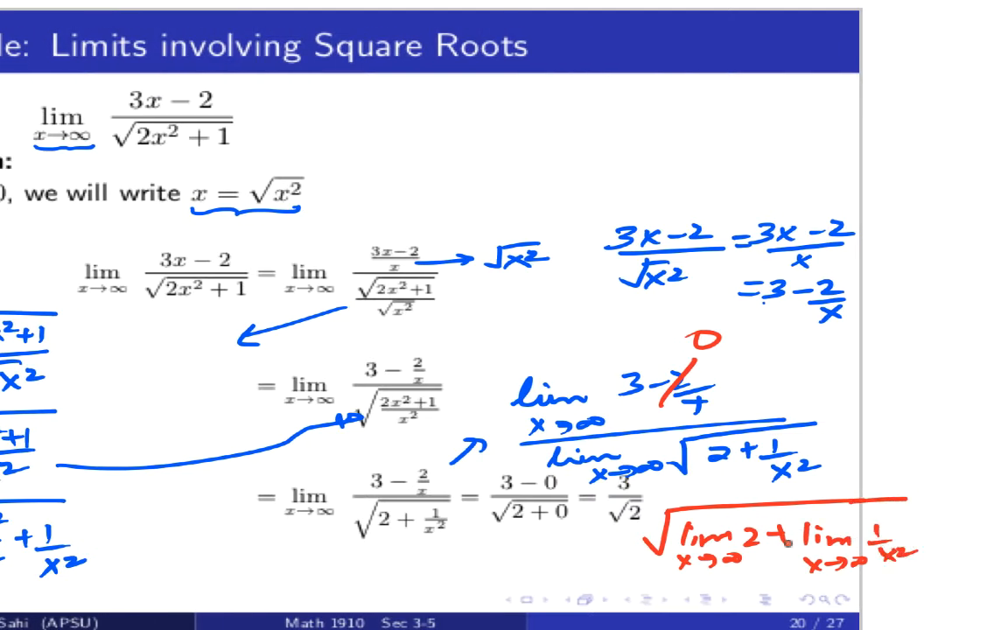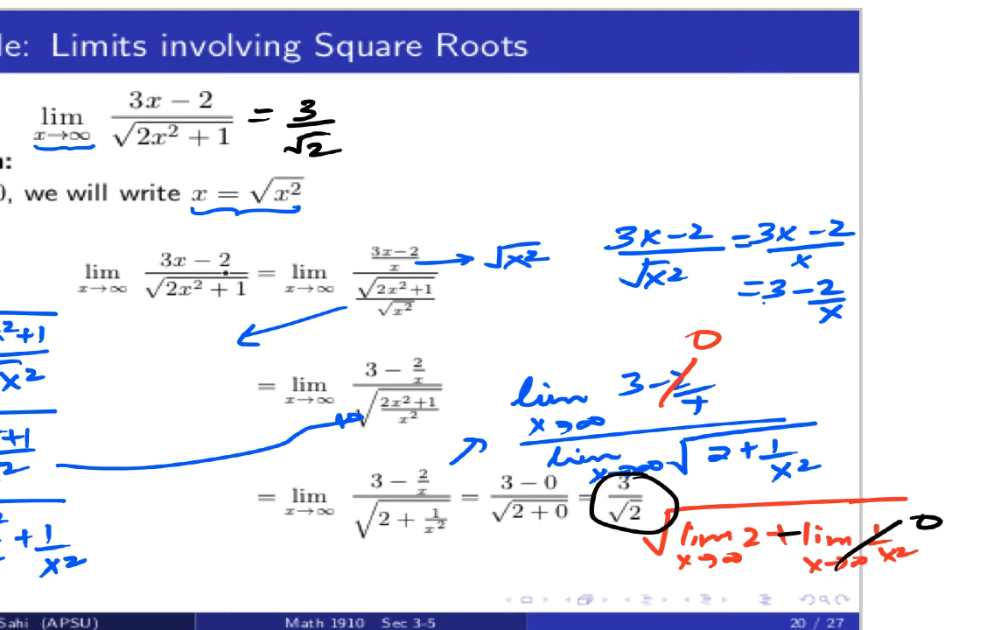Now, the limit of 1 over x squared, we all know, goes to 0. So what you're going to have is 3 over the square root of 2. The limit of 2 is 2. So the answer for this one is 3 over the square root of 2.